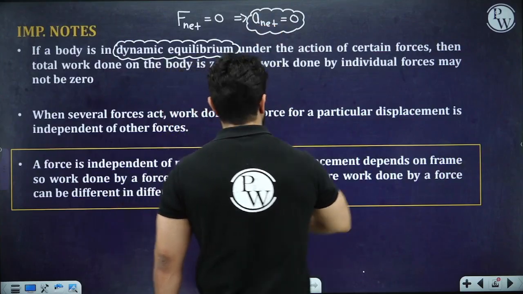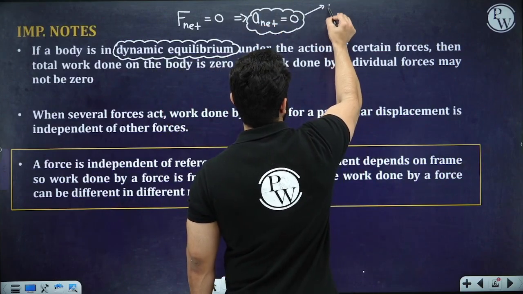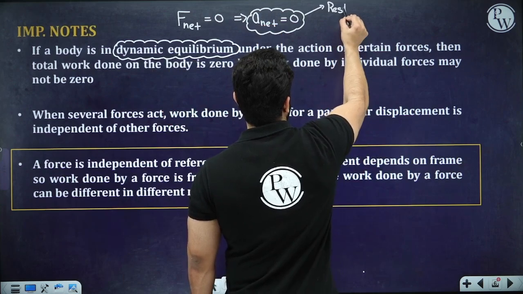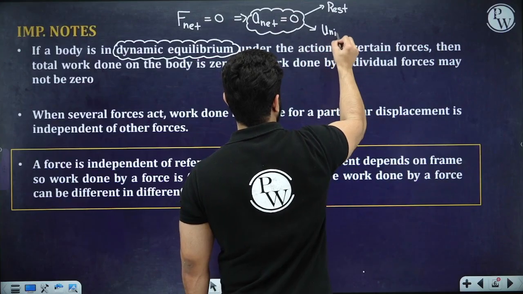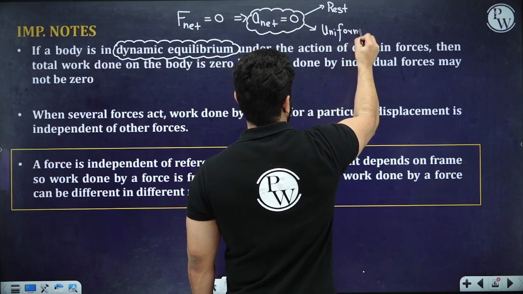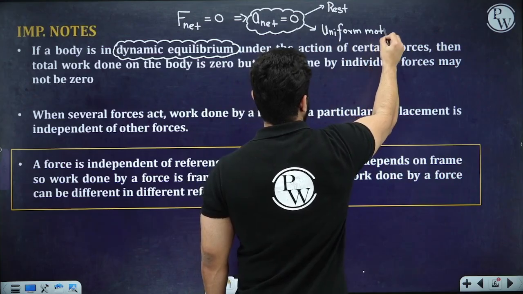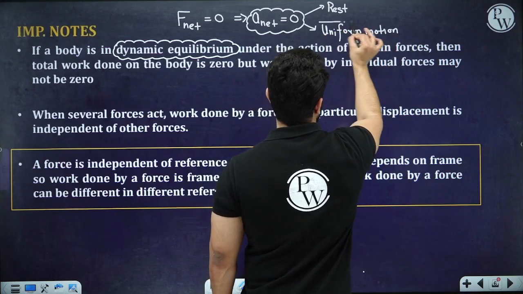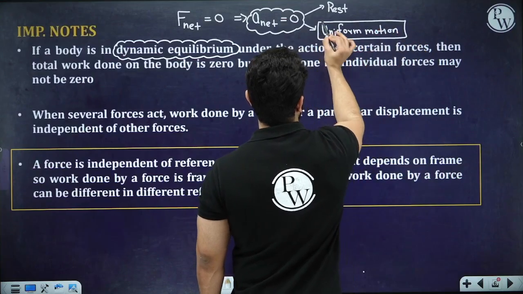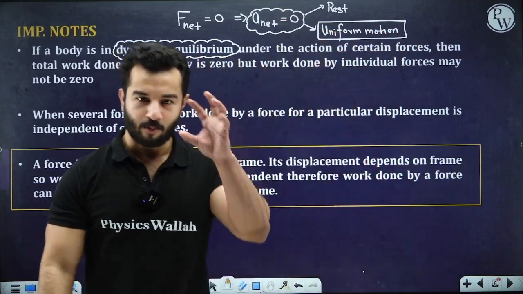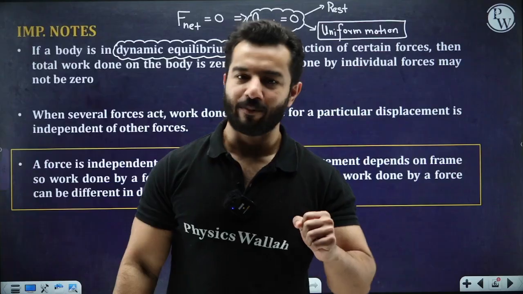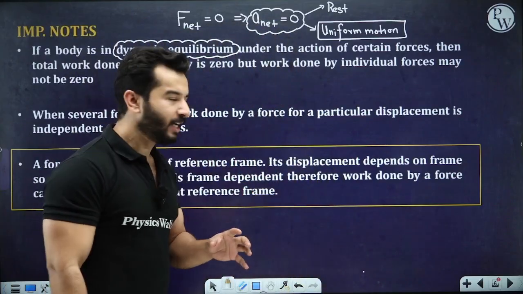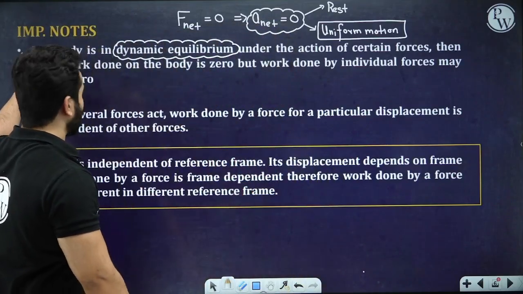And if this is the case, 2 cases can arise. One is that the body is at rest. The next case is the body is moving in uniform motion. So if they are talking about dynamic equilibrium, this is the case they are referring to. That means we are talking about a system or a body which is under uniform motion, it is moving. So it is in dynamic equilibrium. The net force acting on it must be 0. So now let's come back to the point.